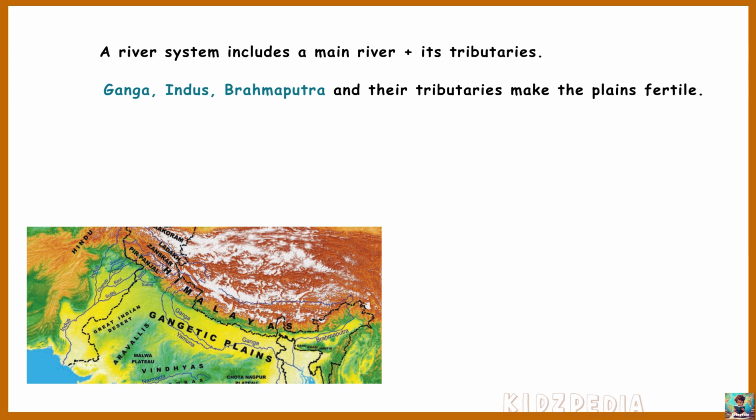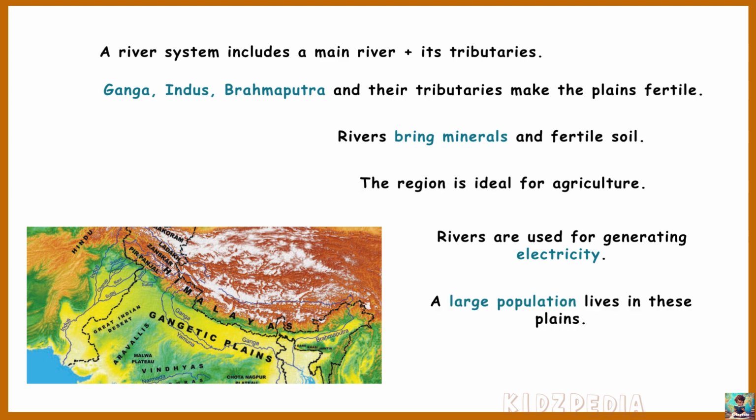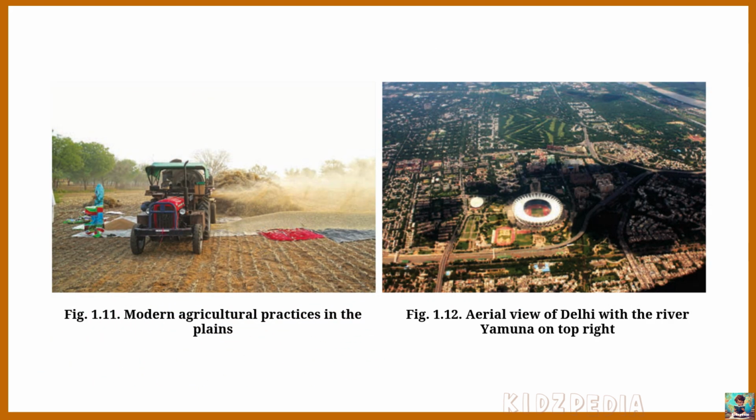These rivers bring minerals from the mountains which make the soil very fertile and that helps crops grow well. Because of this, the region is ideal for farming and produces a lot of food. The rivers are also used to generate electricity. Since the land is fertile and water is easily available, a large number of people live in these plains. We have some pictures given here.